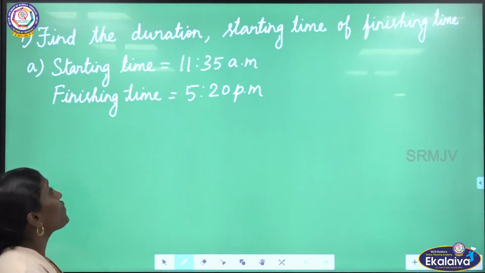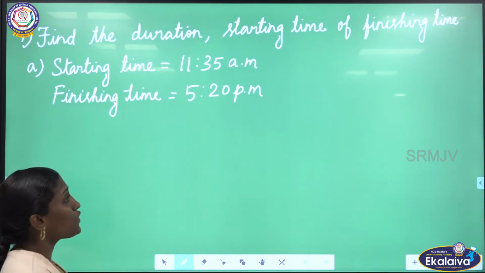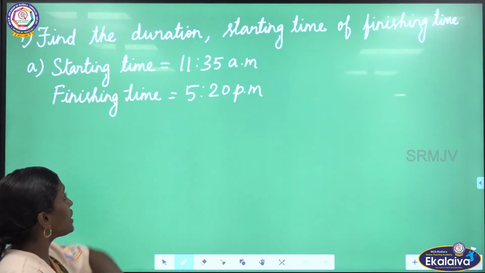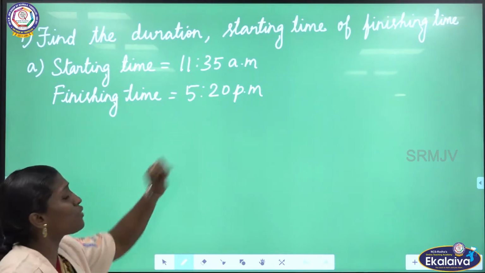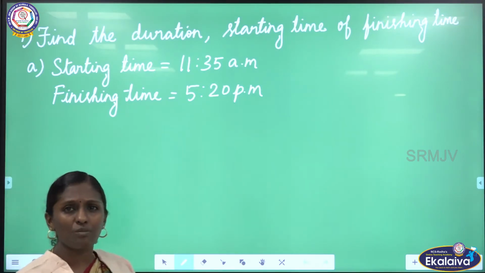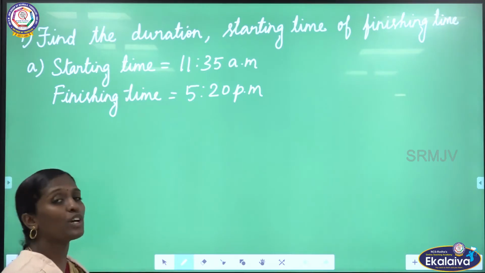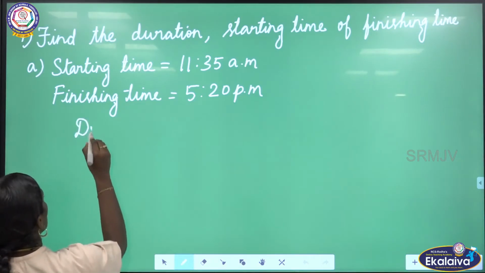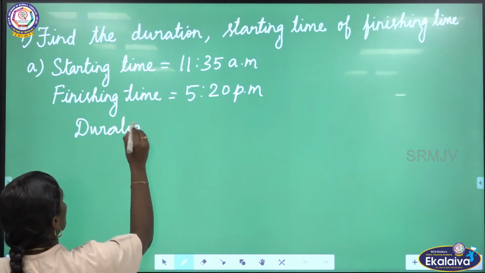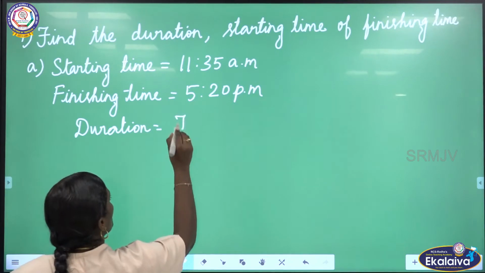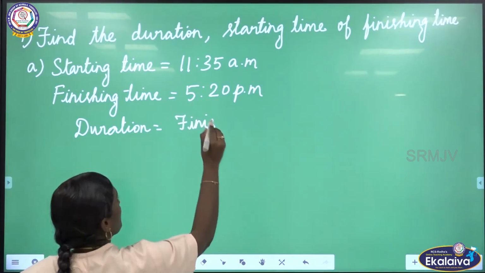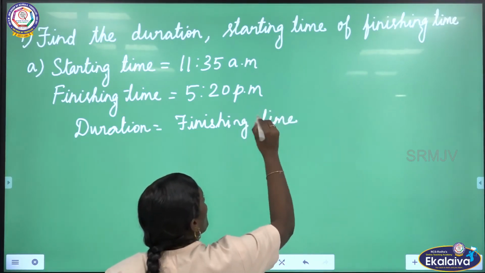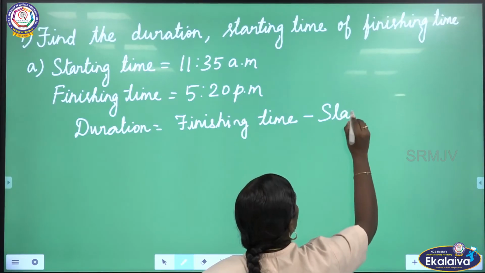The first question, find the duration, starting time or finishing time. See, the first question, starting time 11:35 a.m., finishing time 5:20 p.m. So, starting time and finishing time are given. We have to find out duration. So, we have to use the formula. Duration is equal to finishing time minus starting time.